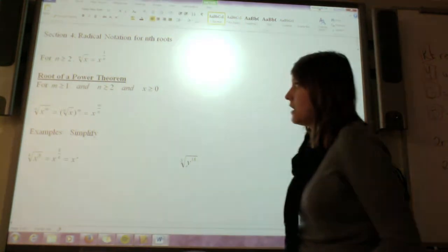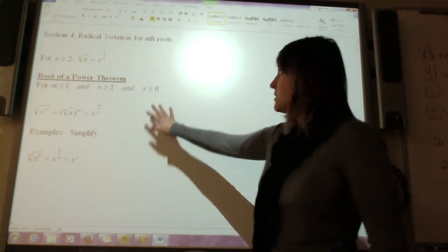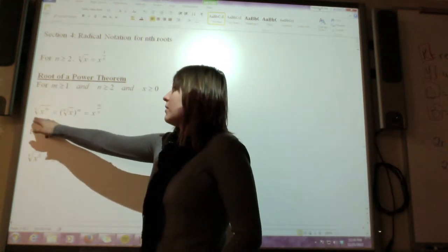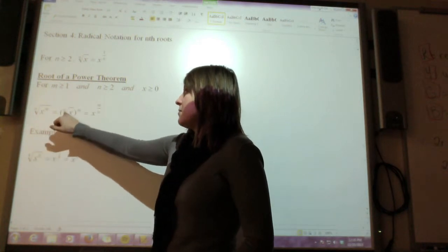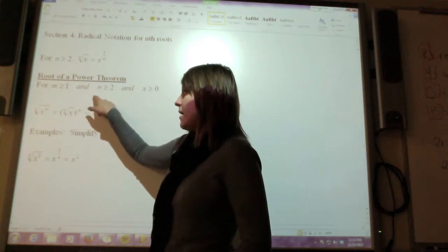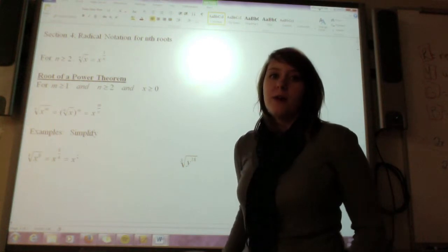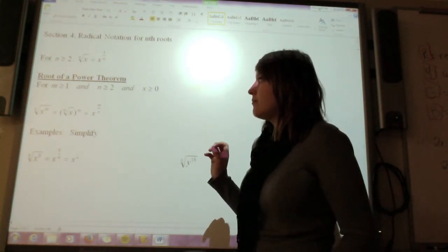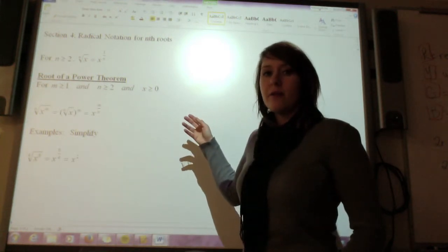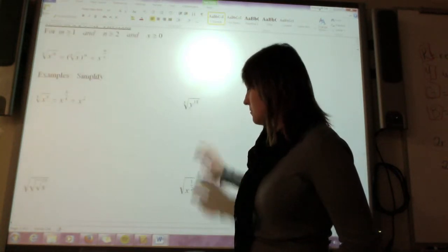Alright, our root of a power theorem says that for m greater than or equal to 1 and n greater than or equal to 2 and x greater than or equal to 0, meaning that we have to have a positive number as our base, I can say that the nth root of x to the m is the same thing as x to the m over n, using that power to a power rule. So if you have a power that is a fraction, remember that whatever's in the numerator is what you're raising it to, and whatever's in the denominator, that's the root that you're taking.